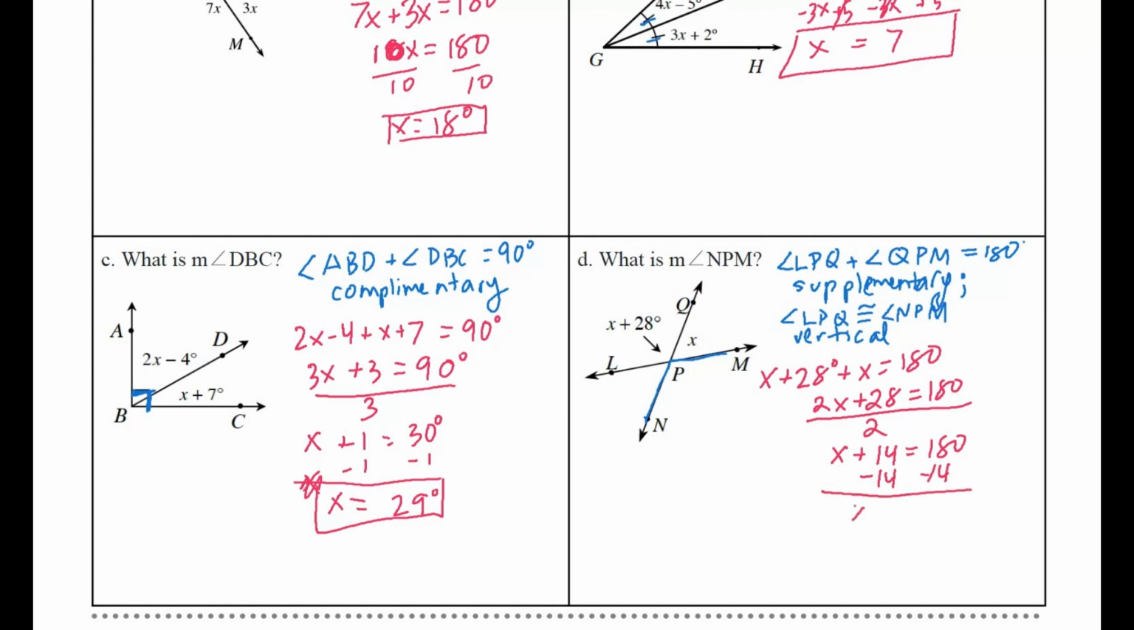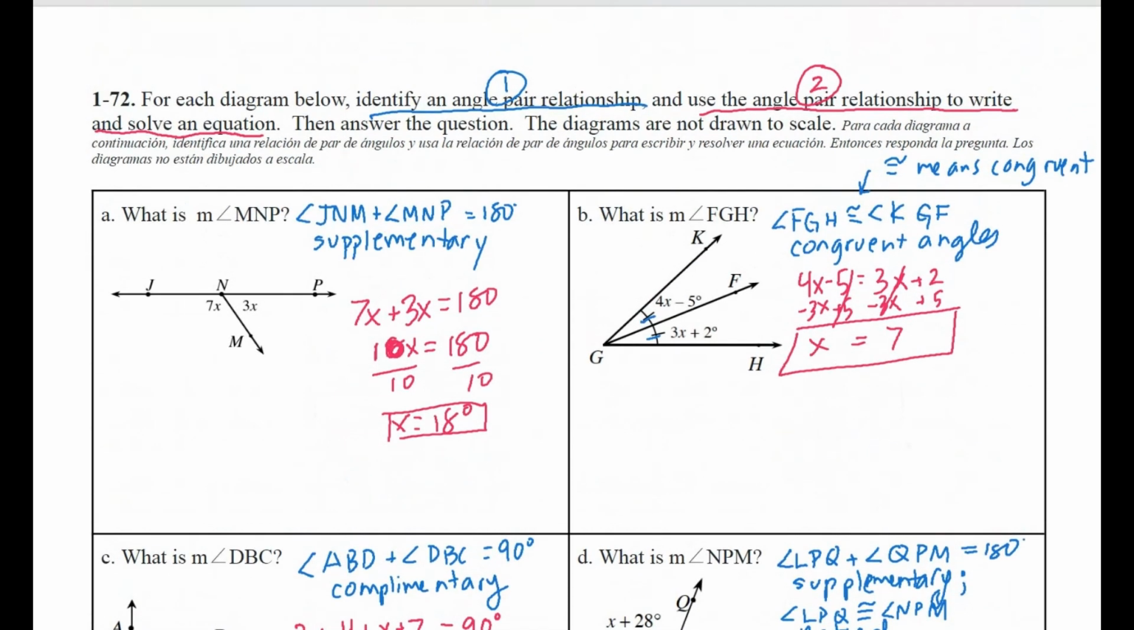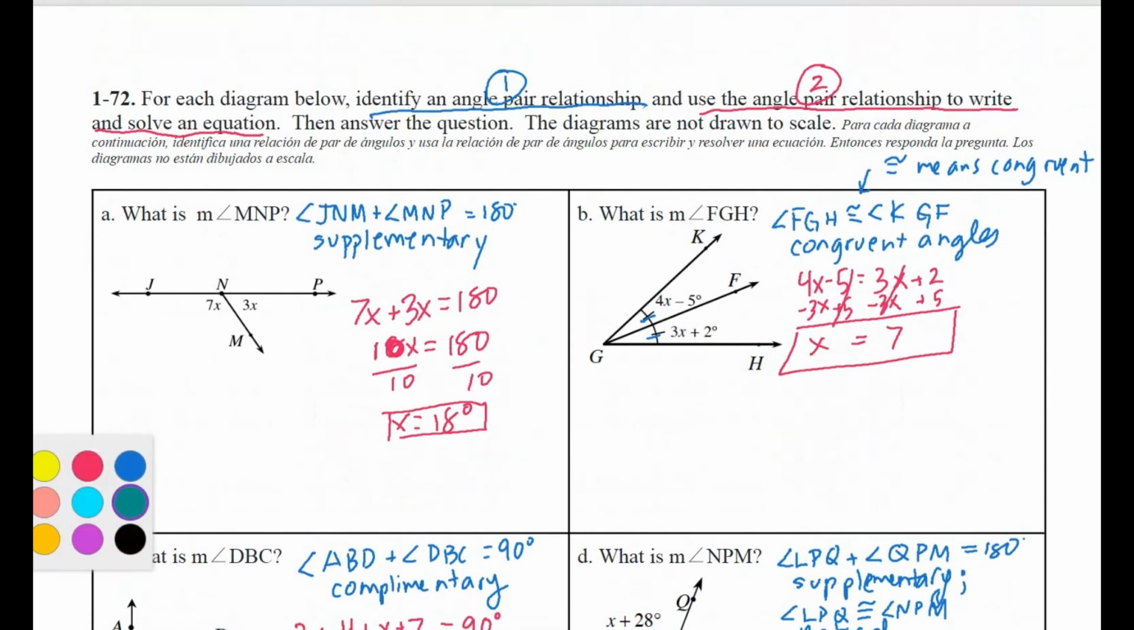And I have x is equal to, oh, I'm sorry, I made a mistake. I should have had x plus 14 is equal to 90, which means x is equal to 76 degrees. All right. I guess that wasn't 2 steps. Let's continue. Part 3 will be answer the question.